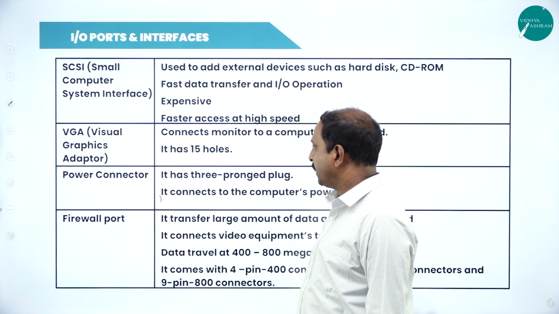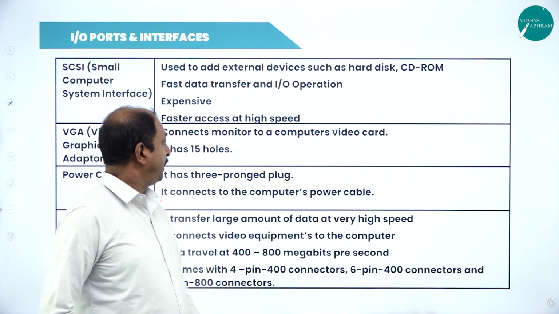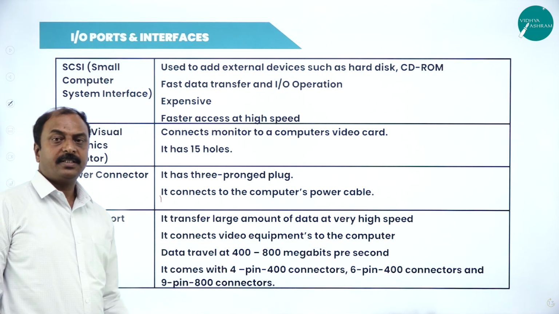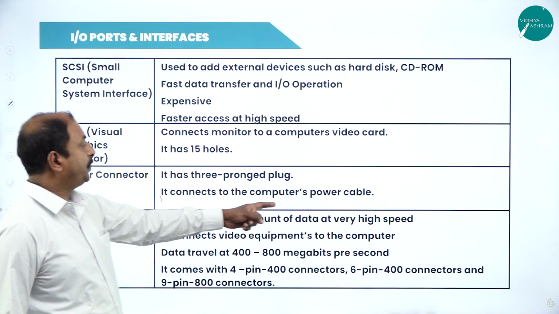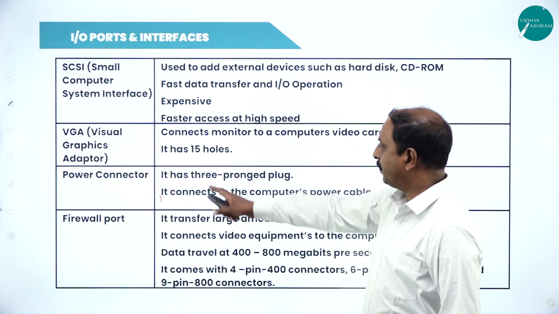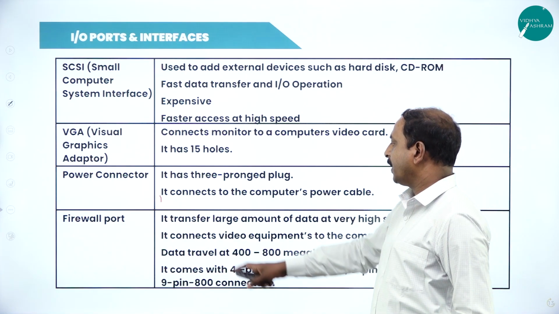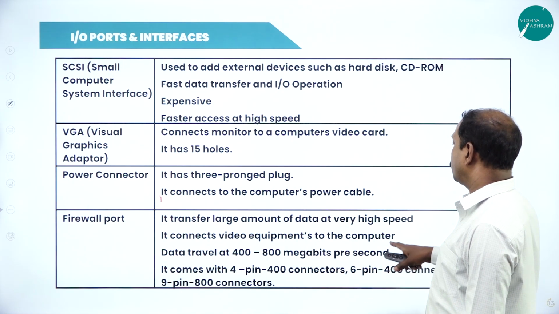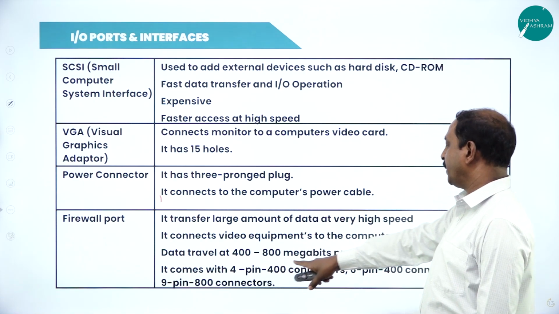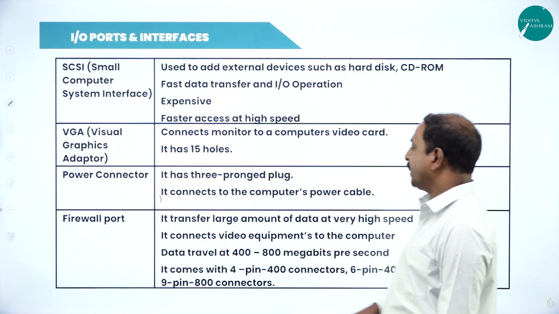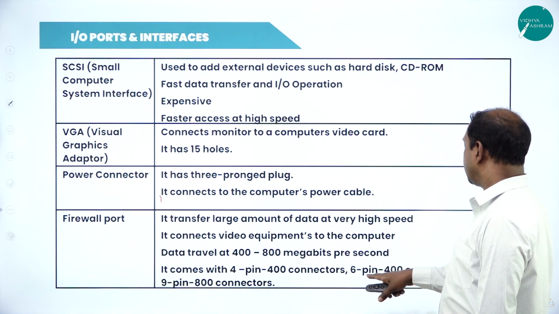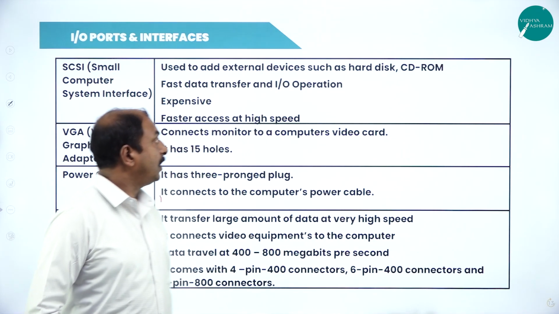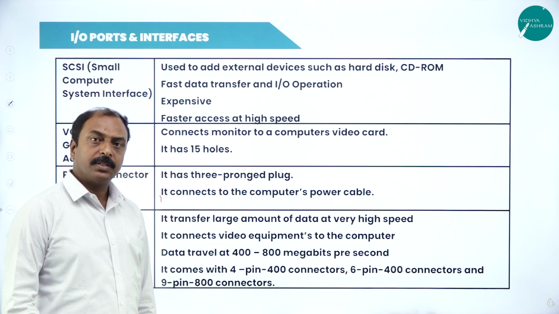Next one is the power connector. A computer has to be powered by electricity, so it has a power connector. It is a 3-pronged, or 3-pin, connector that connects to the computer's power cable. Then the FireWire port. It transfers large amounts of data at very high speed. It connects video equipment to the computer, and data travels at 400 to 800 megabits per second. It comes with 4-pin, 6-pin and 9-pin connectors. So these are the additional and different I/O ports available on the motherboard.